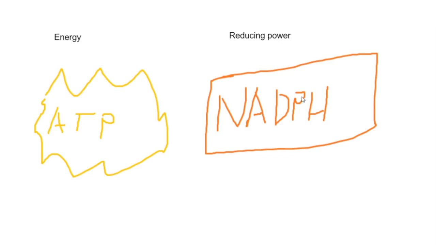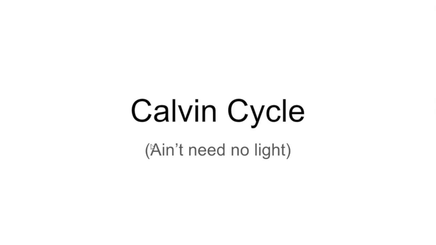So basically, the light reactions form ATP, energy, and NADPH, which basically carries electrons to the Calvin cycle. These are the two products of the light reactions, along with oxygen, oh my god, and it's important. Okay. So now we'll talk about the Calvin cycle, which needs no light.